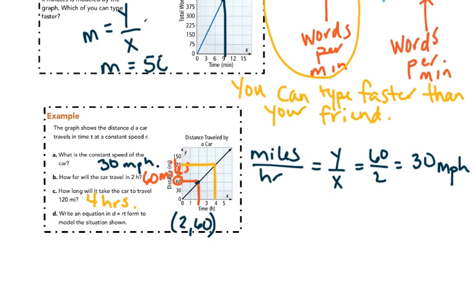So let's take a look at an equation. The d equals rt. Let's write this down. D equals rt stands for distance equals rate times time. That is a very commonly used formula. Distance equals rate times time.